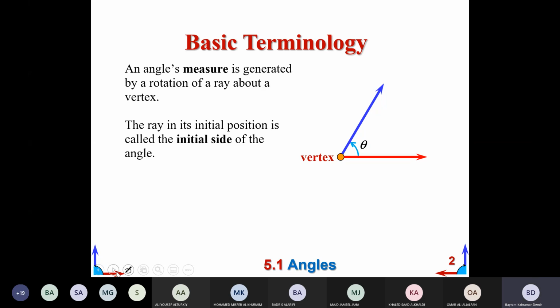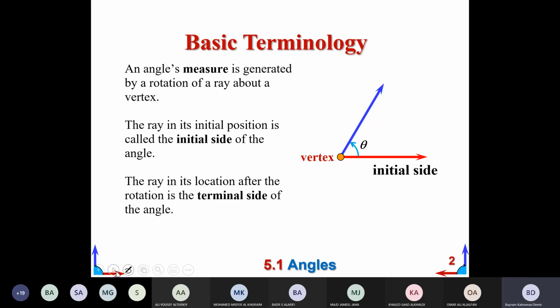The first position, which was on the red line, of course, is called the initial side. All right. And the last position, which is the blue line, is called the terminal side of the angle. Initial side and terminal side.